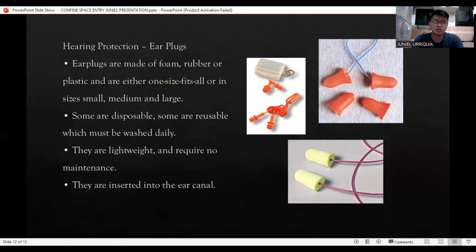Some are disposable, some are reusable, which must be washed daily. They are lightweight and require no maintenance. They are inserted into the ear canal. So ito yun, meron ako ditong sample ng earplug na ina-attach lang sa tenga para maiwasan ang pagkasira ng pandinig. Ganito lang kasimple pag ina-attach. So yan. Thank you.